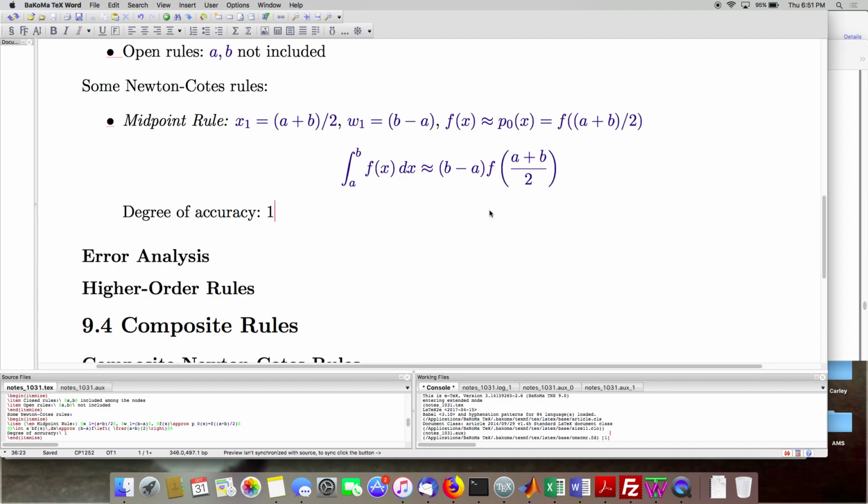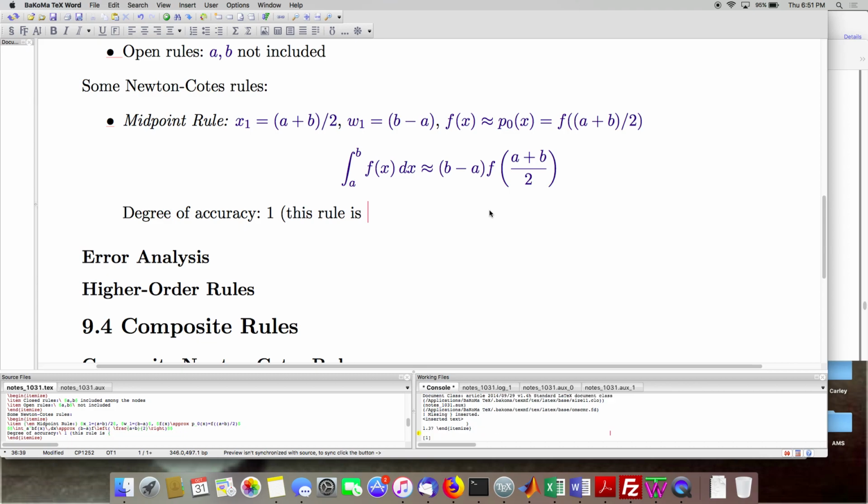On this midpoint rule, you said there's just one node. Is that on open rules? Because are A and B not considered nodes? Yes, this is an example of an open rule. I meant to mention that earlier. A and B are not among the nodes.